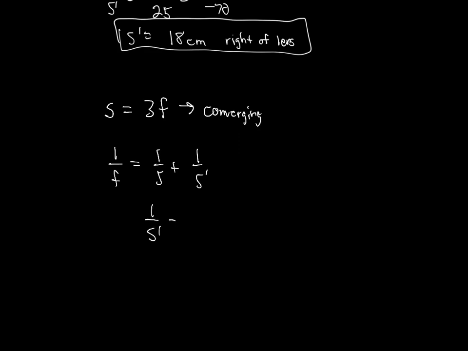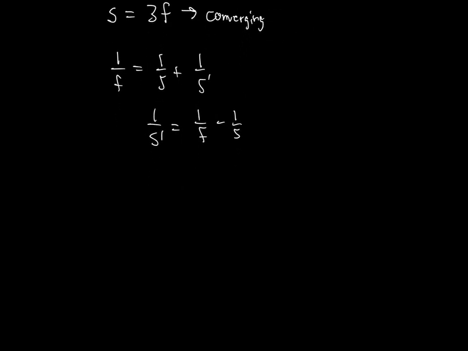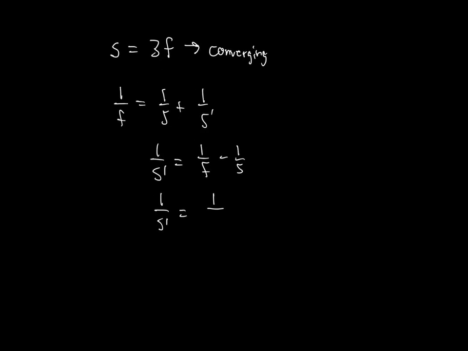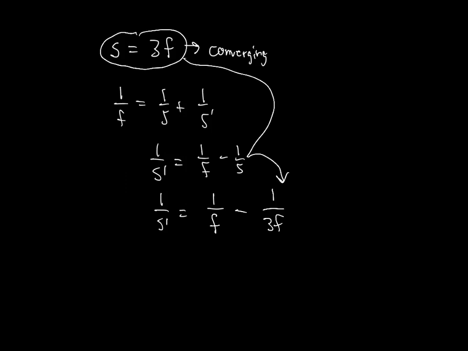We've been doing this all along. 1 over S prime equals 1 over F minus 1 over S. Keep going. 1 over S prime equals 1 over F, and S is equal to 3F, so I have 1 over F minus 1 over 3F. Do you see what I did there? I took the S that you were given and plugged it in. I keep going. 1 over S prime equals 3 over 3F minus 1 over 3F.